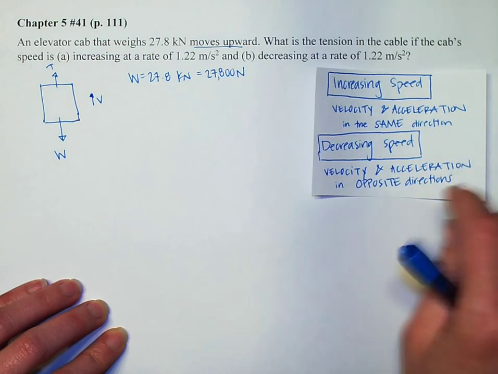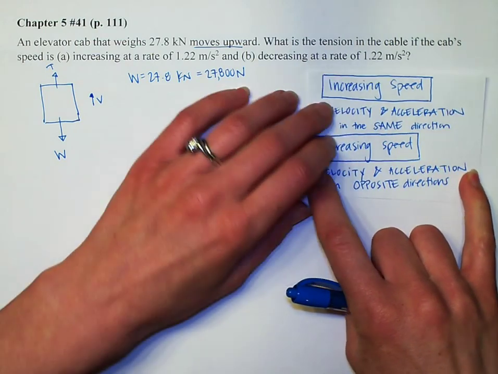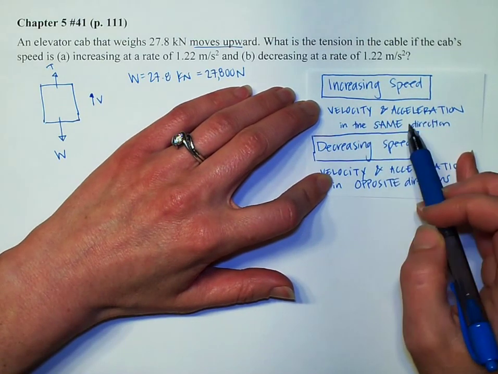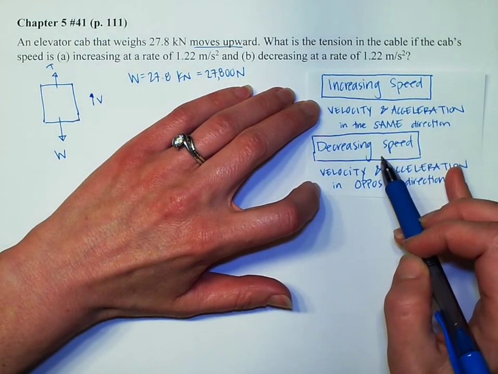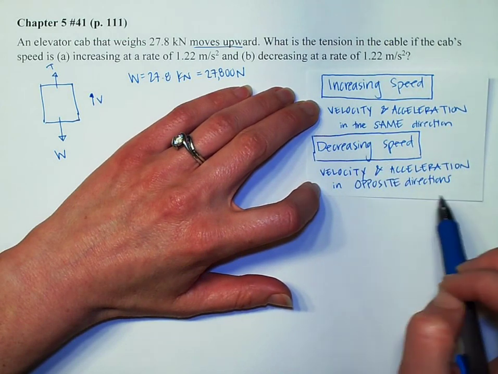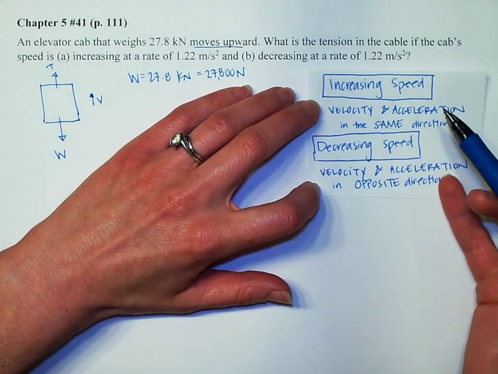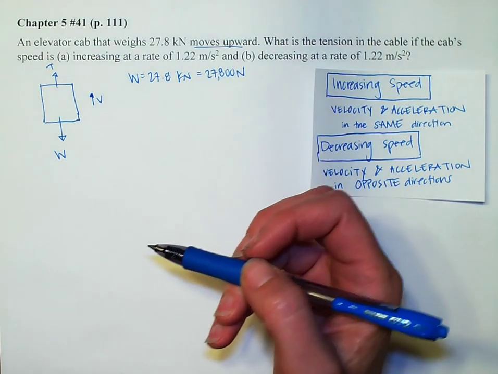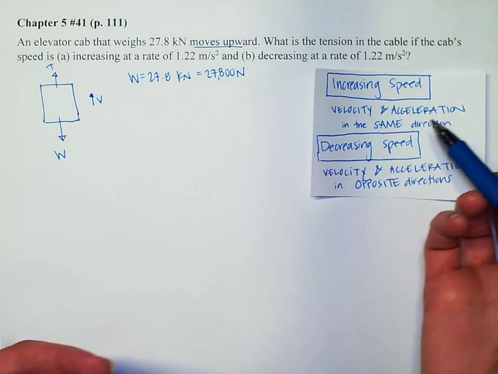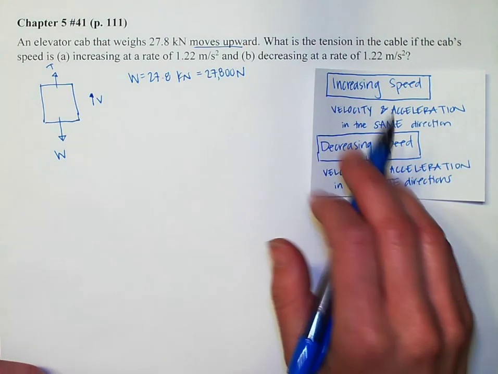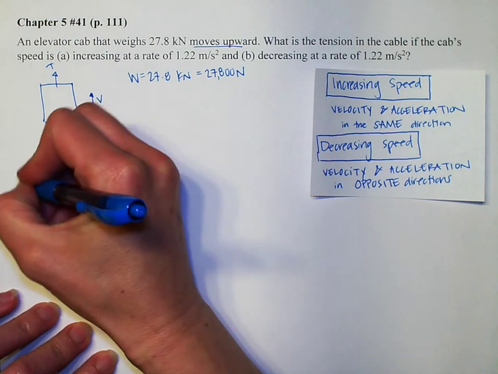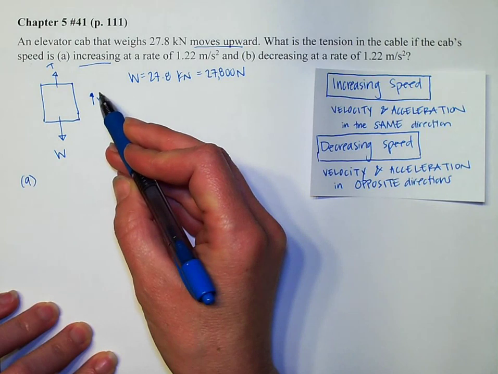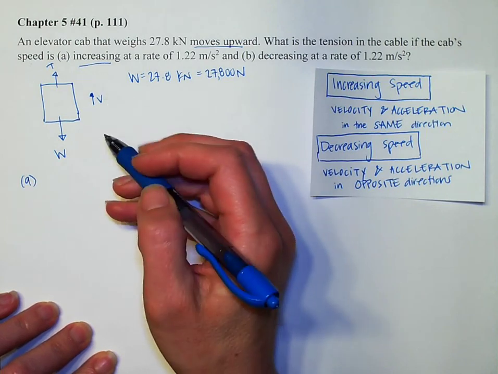So I wrote a little cheat sheet for you guys. If we have increasing speed, that means that our velocity and acceleration are in the same direction. If I have decreasing speed, then velocity and acceleration are in opposite directions. And this is always true. For this particular situation, maybe it was intuitive to you anyway which direction the acceleration was going, but it's hopefully helpful with this sort of key here. And so for part A, if my speed is increasing and my velocity is going up, then that must mean that my acceleration is also going up.